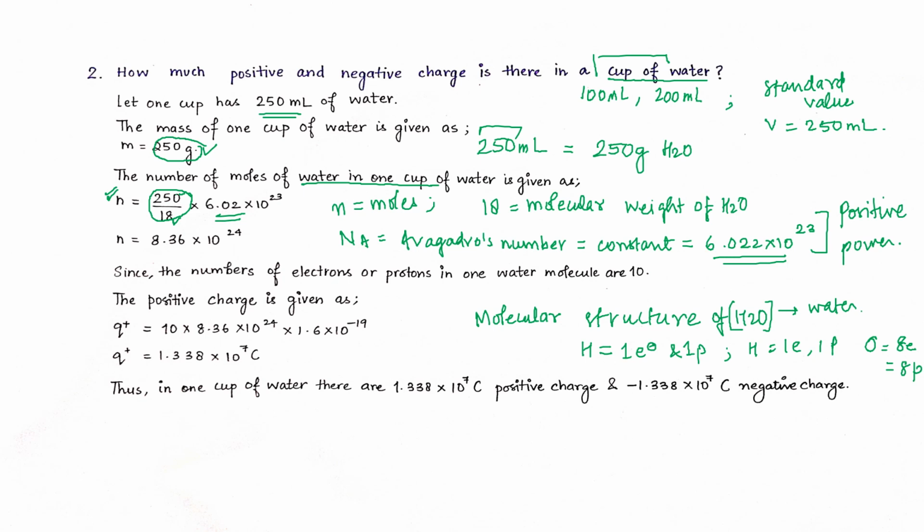Okay, the total number of electrons and protons equals 1 plus 1 plus 8, one from one hydrogen, one from the second hydrogen, and 8 from oxygen. So how much is the total? 10. 10 is the number of electrons as well as the number of protons in one molecule of H2O. Here 10 electrons and 10 protons are for a single molecule of water, not for the whole 250 ml of water.